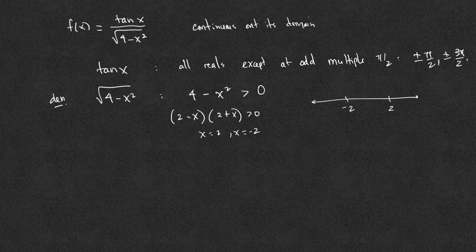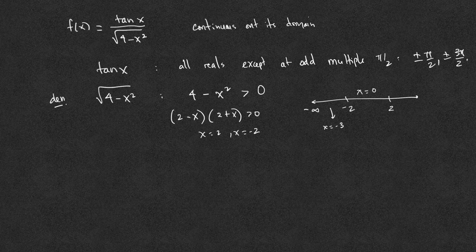And so pick any number between negative infinity and negative 2, negative 3 for example. If we plug it into 4 minus x squared, then 4 minus negative 3 squared is a negative number. Negative 3 squared is 9. 4 minus 9 is a negative number, so the inequality does not hold. And so we cannot use negative infinity to negative 2 in the domain of the square root of 4 minus x squared. We move on and pick another number in the next interval, 0 for example.